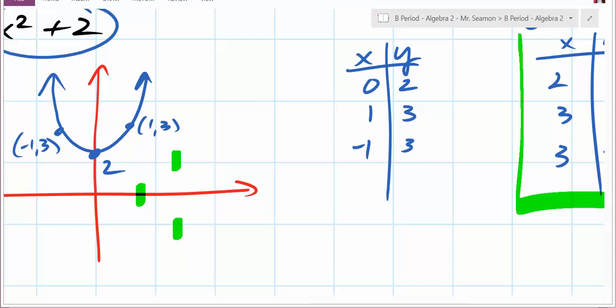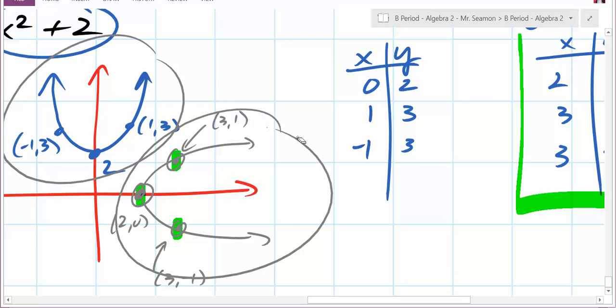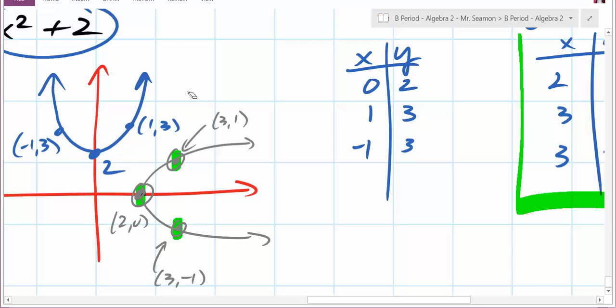You can't see it? Sorry. How about this? I'll do it in gray. So there's this point right there, which is 2, 0. There's this point right here, which we said was 3, 1. And what's this point? 3, negative 1, right? If we connect these, what does this look like? So this is the function and this is the inverse, right? But what's the problem? So you would describe it as a sideways parabola, correct? Which test? The vertical line test, right.